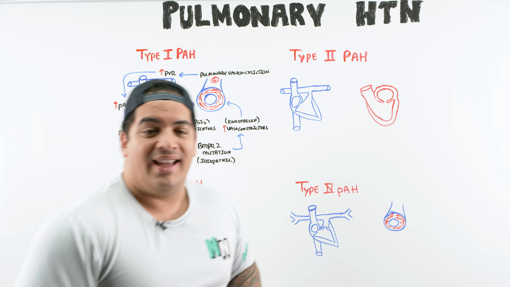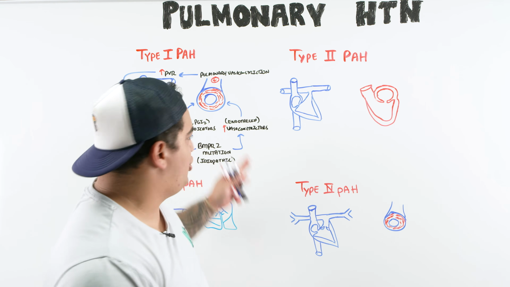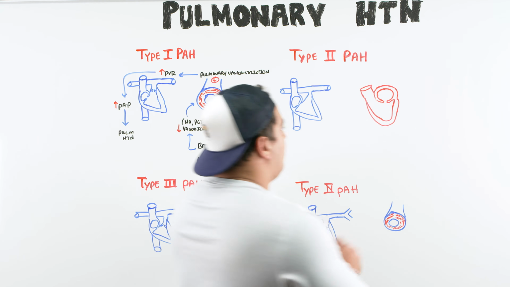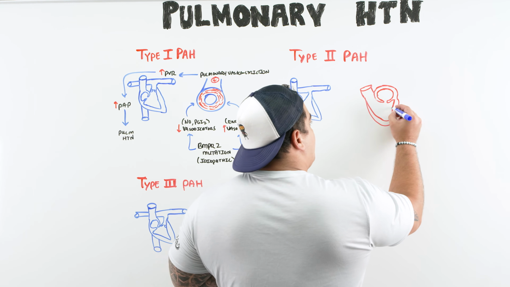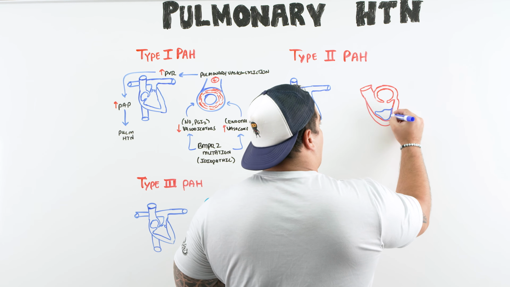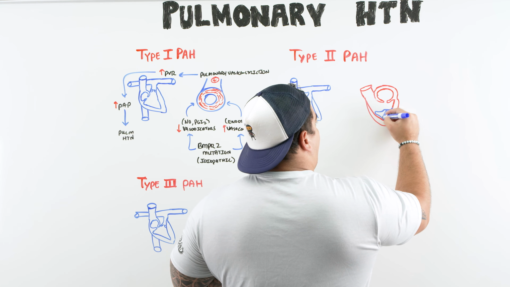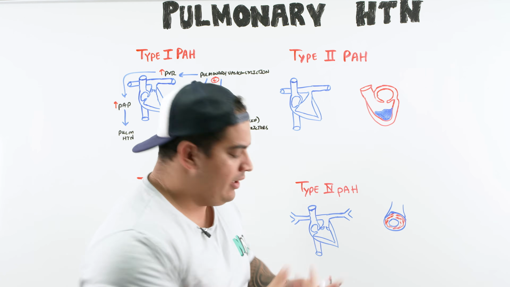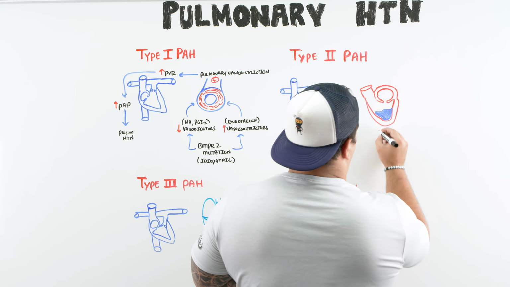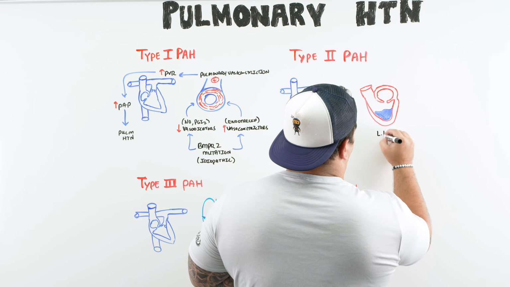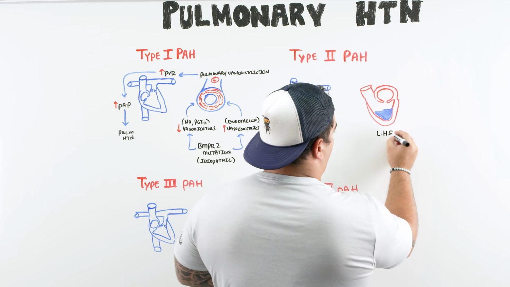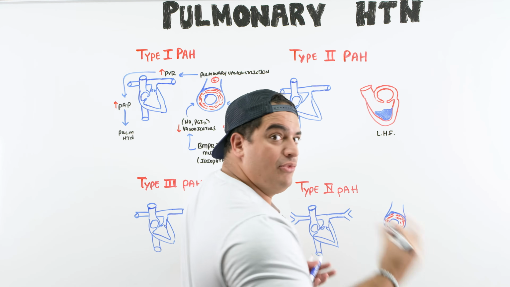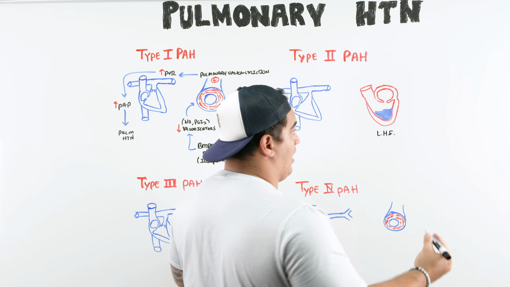Type 2 is different. This one has nothing to do with a genetic mutation, it's actually due to left-sided heart failure. When a patient develops left heart failure, one of the things that occurs is that they develop a very high left atrial pressure. So let's say this patient has left heart failure. One of the interesting things that occurs here is that their cardiac output drops, whether it's diastolic or systolic.